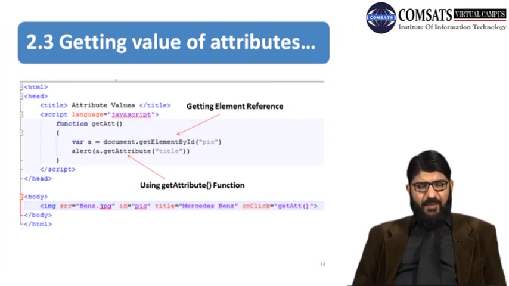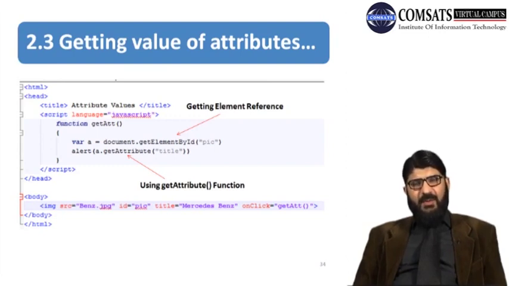Then the alert message function is called, and the variable a is accessed with the getAttribute function, and the attribute value given is title. So the script tag is closed, the head tag is closed, and the body tag is mentioned, with the image source given as benz.jpg, ID is pic, that is referred to in getElementById, the title is given as Mercedes-Benz, and the getAttribute function will be executed on click. onclick is the particular trigger for executing the getAttribute method.